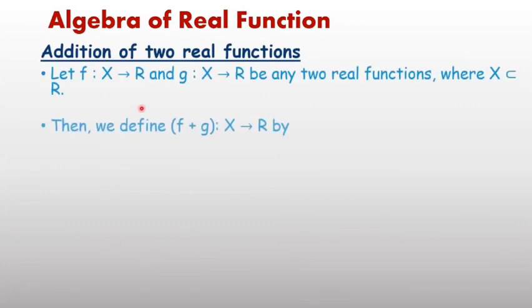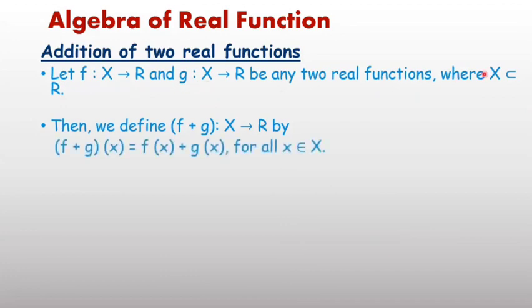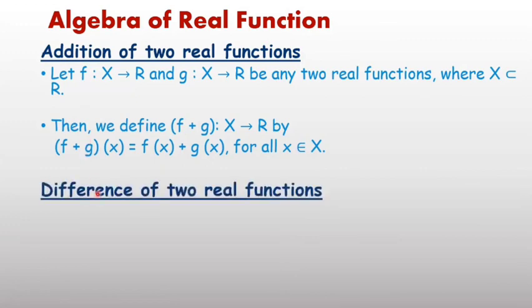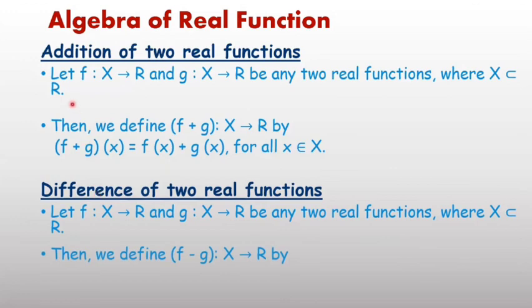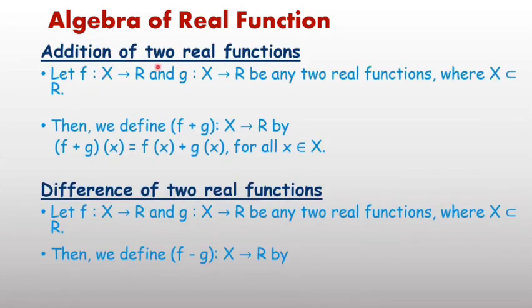Algebra of real functions. Whenever two functions are given, f and g, and X is subset of R, then addition of two functions we can define as (f plus g)(x) equal to f(x) plus g(x) for all x belongs to X, and difference of two functions we can write as (f minus g)(x), means f(x) minus g(x).